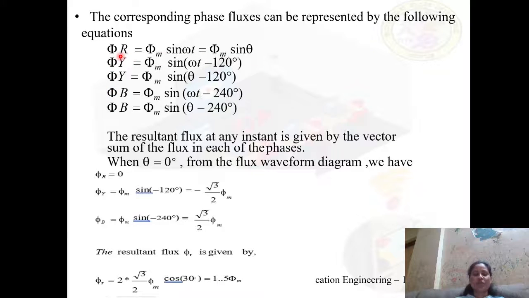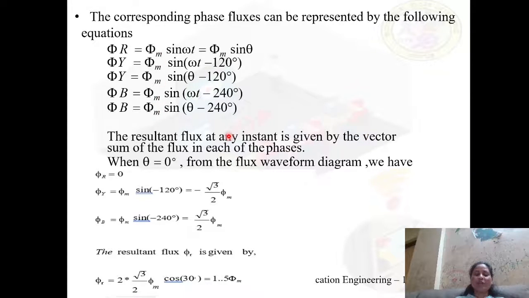Okay, so from phase R, the flux produced is phi m sin omega t. From phase Y, it is phi m sin omega t minus 120. From phase B, phi m sin omega t minus 240. So we can also call omega t as theta. Phi m represents the maximum flux produced in each of the phases.